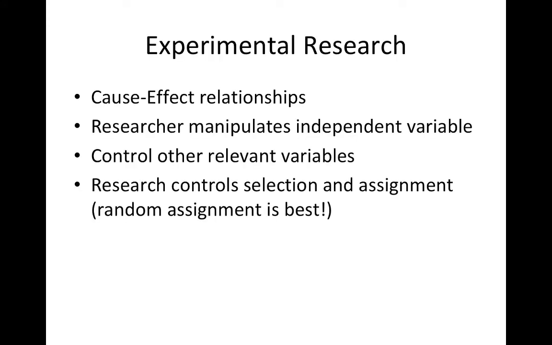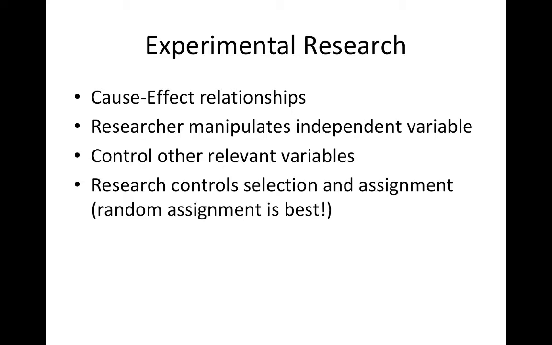And in experimental research, you have cause and effect relationships that you're trying to determine. This is the strongest research for determining cause and effect relationships. The reason is that the researcher, him or herself, manipulates an independent variable and then controls for other relevant variables. The researcher controls selection and assignment, and so they randomly assign different groups of people to different conditions, and then is able to manipulate one variable from one condition to another.